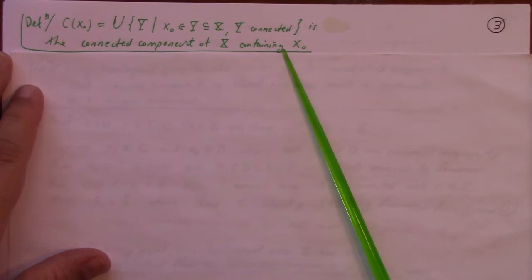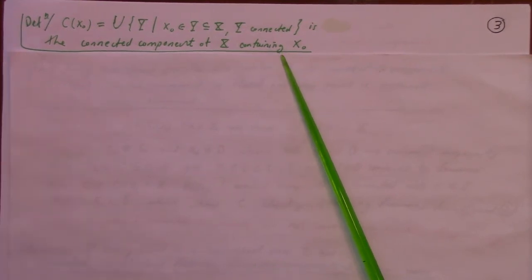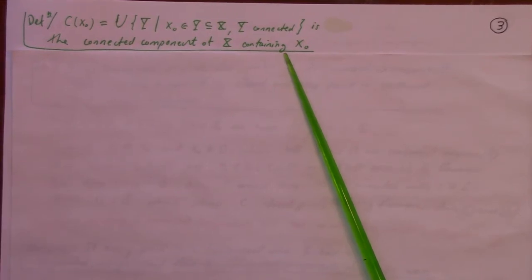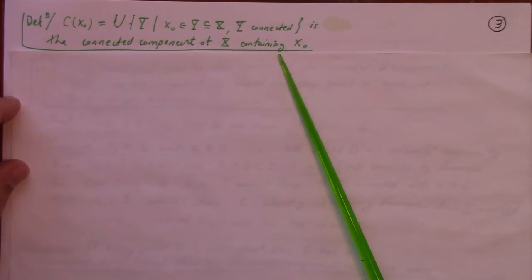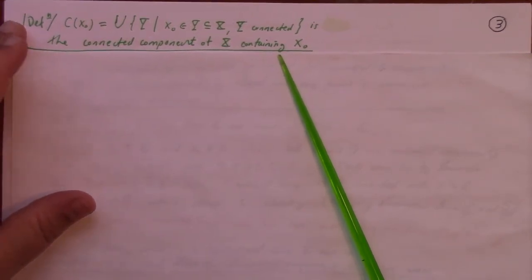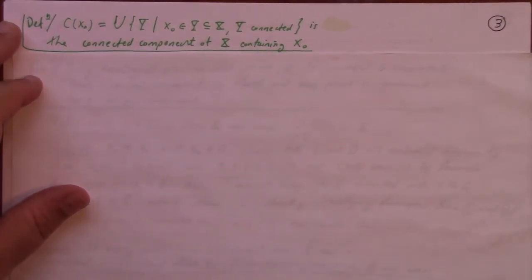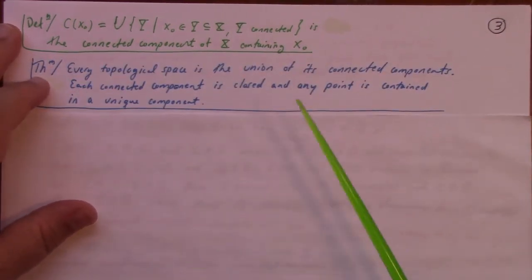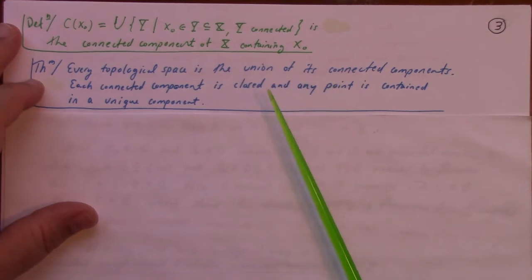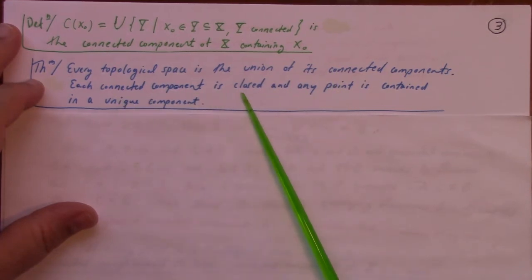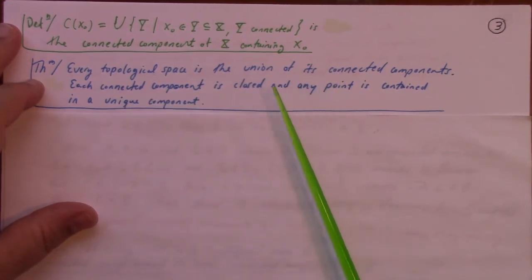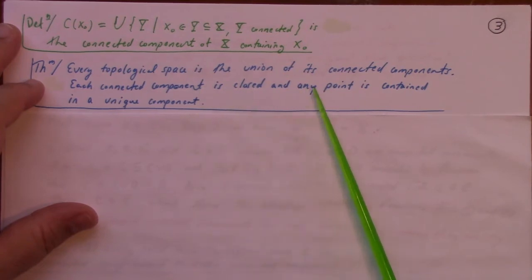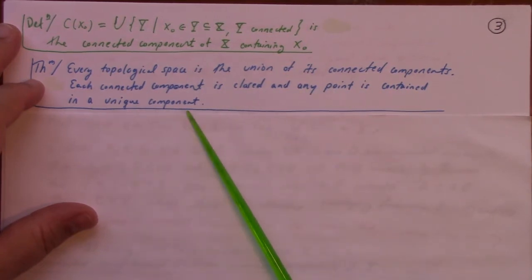So that's a little bit different. At the start, we weren't talking about a point, right? We were just talking about a subset of the topological space being a connected component, but now we're talking about a pointed set, a set with a point here. Every topological space is the union of its connected components, and each connected component is closed, and any point is contained in a unique component.